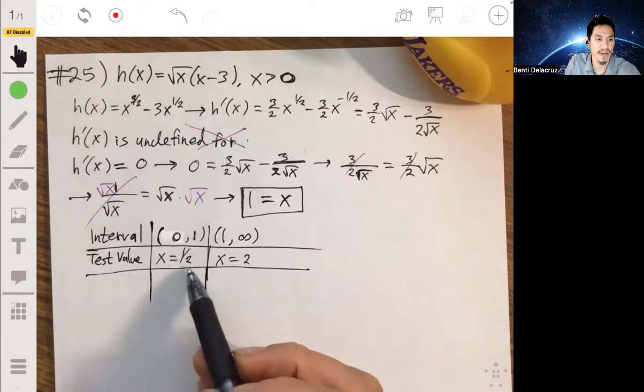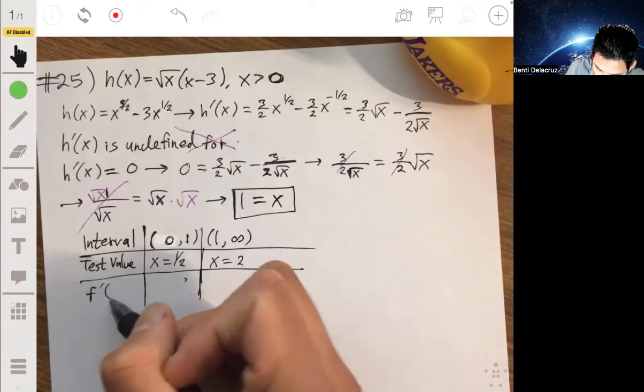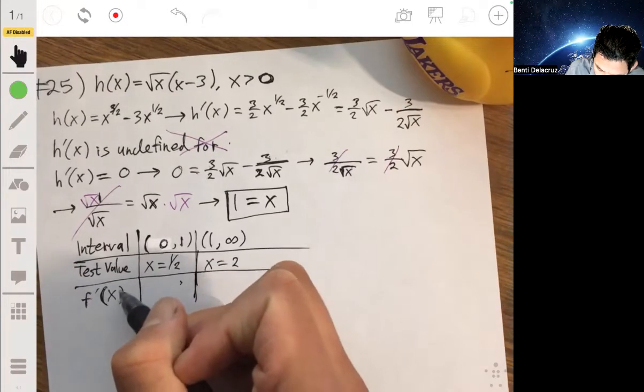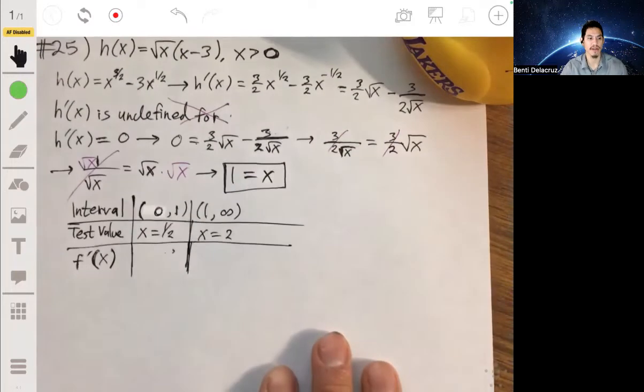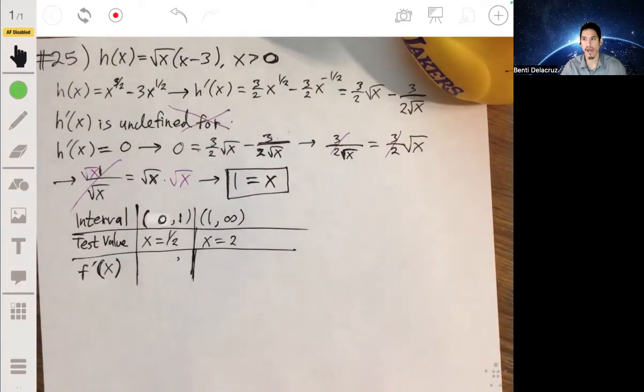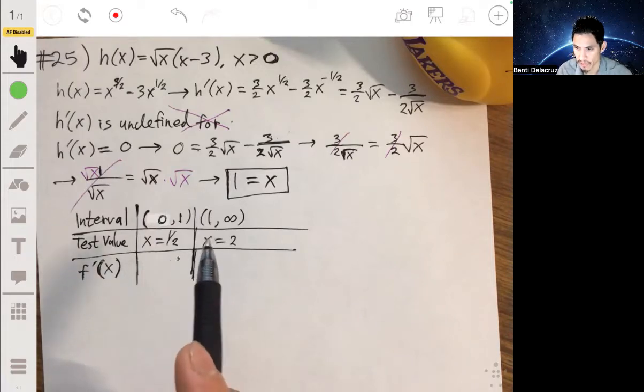And then I want to evaluate the first derivative at these x values. I want to see what's going on with f prime of x here and here. And I really only care about the sign of it. If you get the exact value, that's good, but don't spend too much time on a tedious calculation, especially if you're doing it during a test. Just focus on getting the correct sign, whether it's positive or negative.